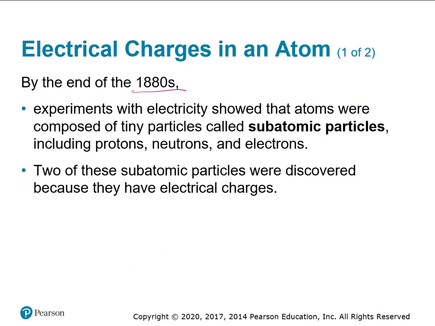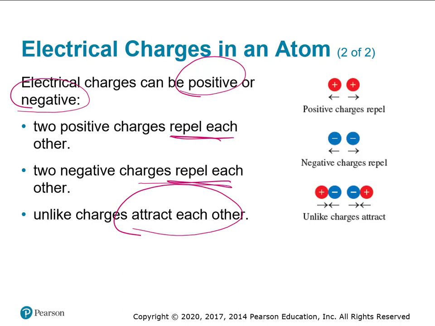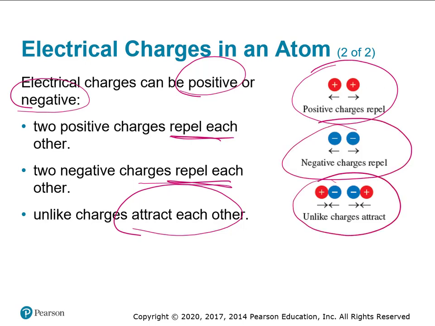By the end of the 1880s, experiments with electricity showed that atoms were composed of tiny particles called subatomic particles, made up of protons, neutrons, and electrons. Two of these subatomic particles were discovered because they have electrical charges. Charges can be positive or negative. Positive charges repel each other. Two negative charges repel each other. And opposite charges attract each other. Just like Paula Abdul's song that says, 'cause opposites attract. So this shows us that positive charges repel, negative charges repel, but a positive and a negative attract each other.